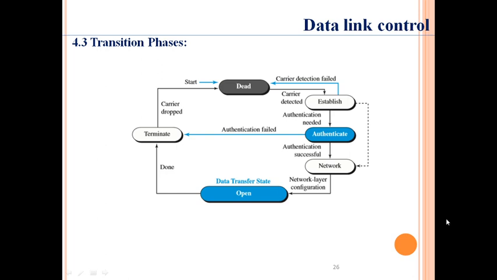Several packets may be exchanged at this state. Data transfer takes place in the open state. When the connection reaches the open state, the exchange of data packets can be started. The connection remains in this state until one of the endpoints wants to terminate the connection. In this case, the system goes into the terminate state. The system remains in this state until the carrier is dropped, which moves the system to the dead state again.